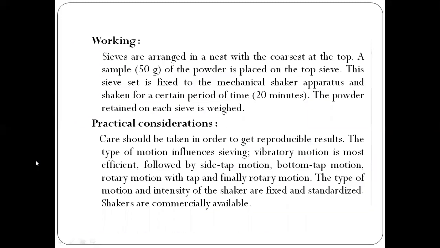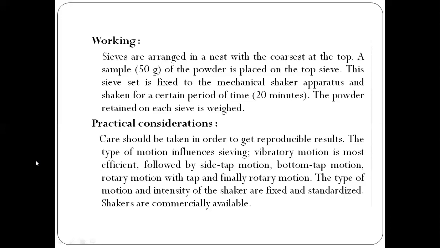As we see in this video, the sieves are arranged in the nest with the coarsest at the top and the finest at the bottom. A sample of around 50 grams of the powder is placed on the top sieve, and the sieve set is fixed to the mechanical shaker apparatus and shaken for a certain period of time, say 20 minutes. The powder retained on each sieve is weighed.